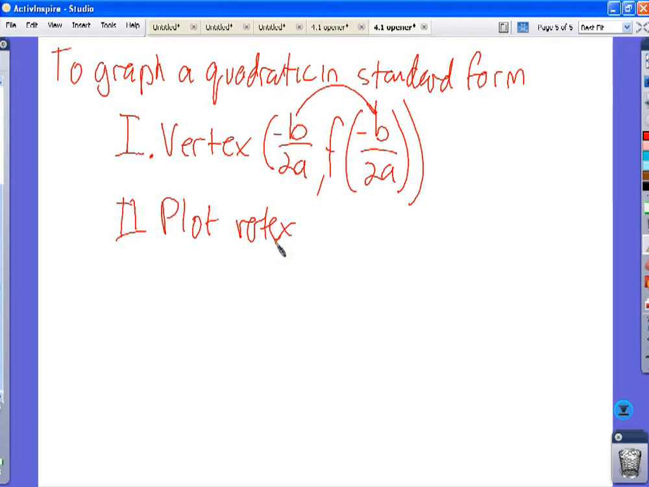What else can you plot right away once you plot the vertex? Now you can decide whether it opens up or down. We can actually draw something on the graph: the line of symmetry.